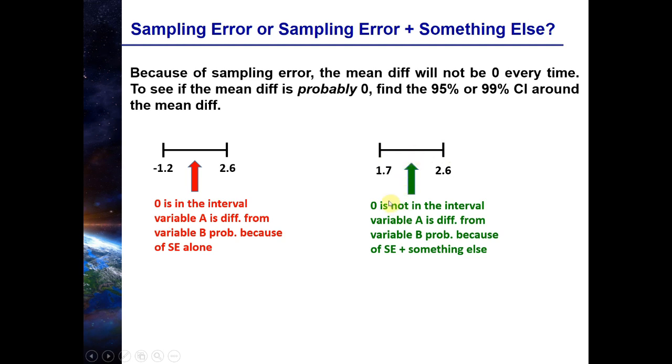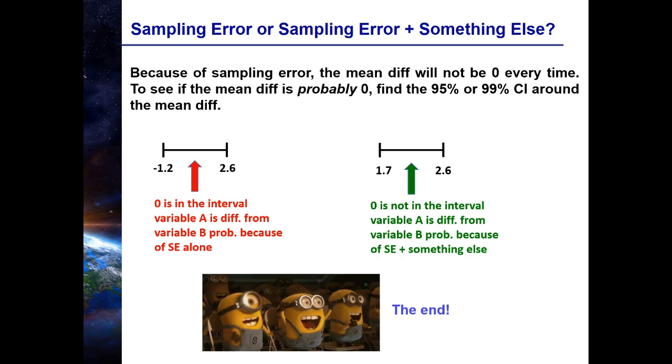So if we draw an interval that doesn't include 0, we're going to say the most likely reason for the difference between variable A and variable B, in other words, between optimism before and optimism after, is sampling error plus something else. There's something else going on. We didn't get a mean close enough to 0 to be able to say with confidence that it's just sampling error. And that is the end.